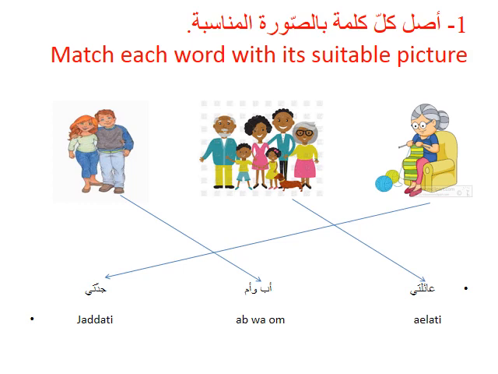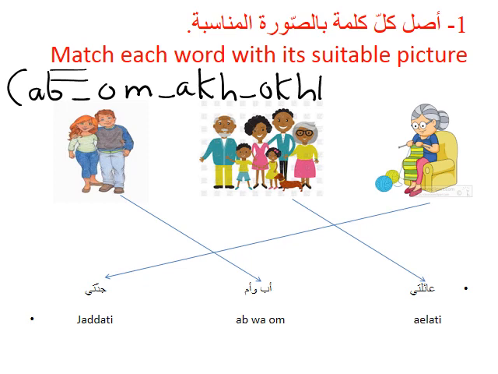In the first question, it's required from the student to match each word with a suitable picture, as the student has learned many members of the family starting from أب, أخ, أخت, to other members of the family. However, this question contains 3 pictures.